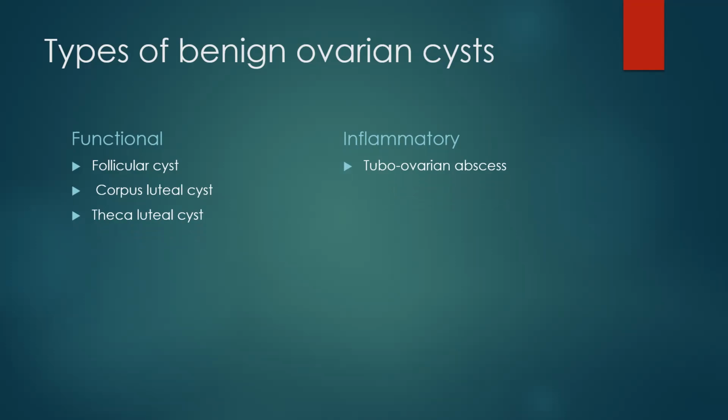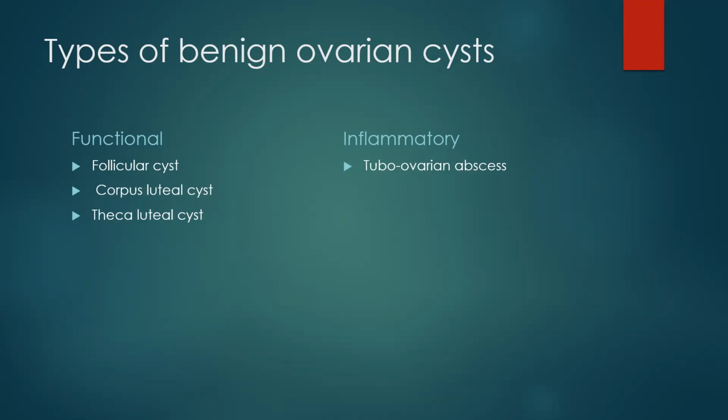And corpus luteal cyst is when there's ovulation and the follicular cyst releases the egg, then this turns into the corpus luteum. And if there is no pregnancy, the corpus luteum generally degenerates. But if it does not degenerate, it can turn into a cyst. But it can also resolve within 2 to 3 cycles. All the functional cysts can resolve in 2 to 3 cycles.